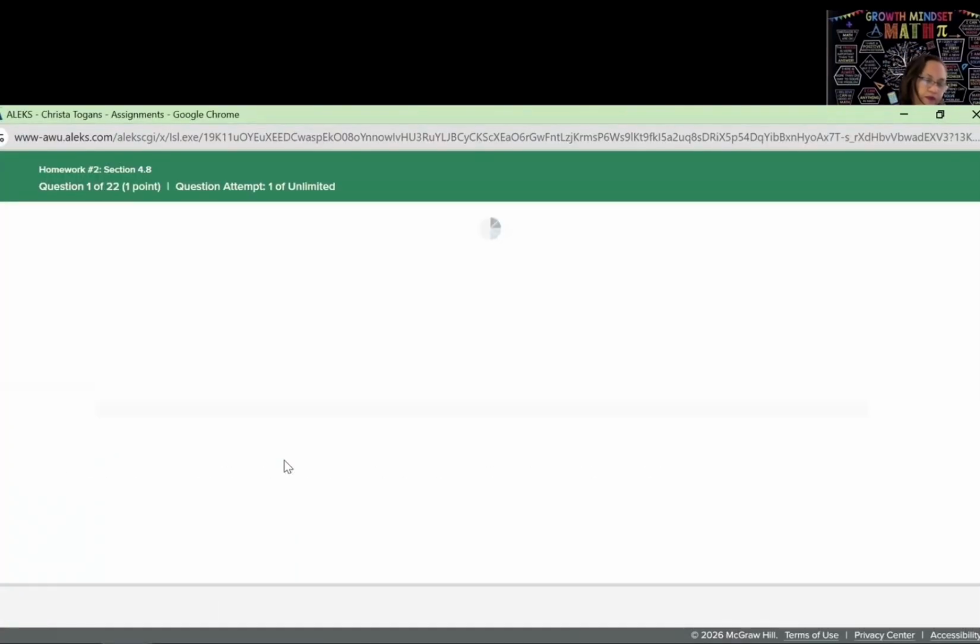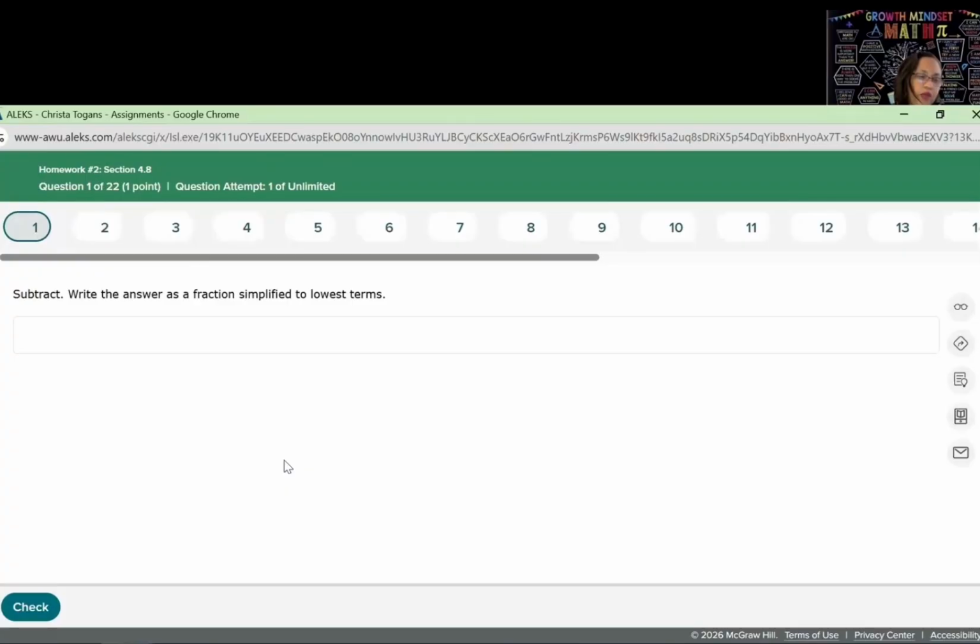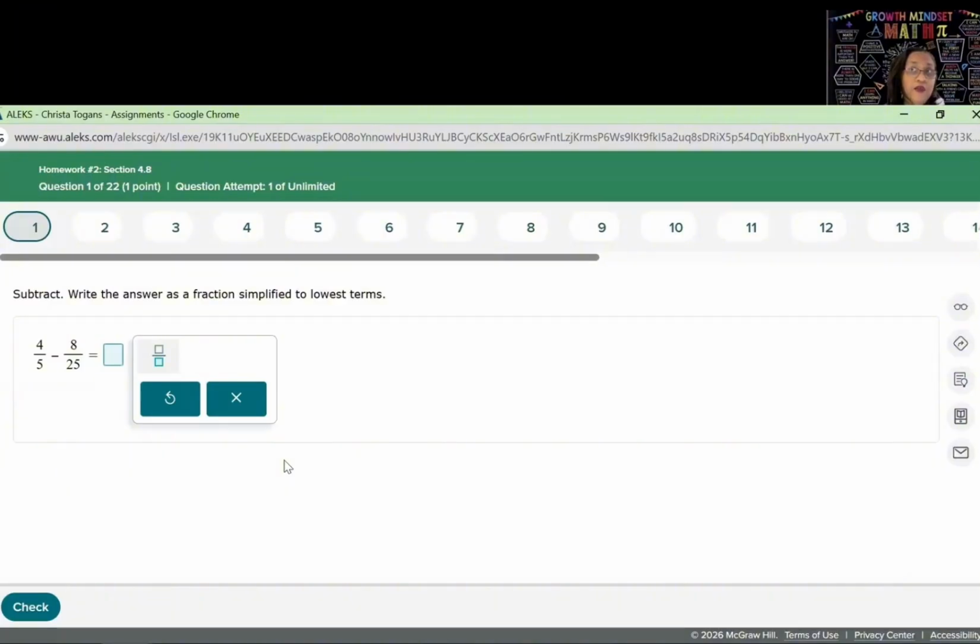I'm just going to go over some homework problems from your homework number 2. So now we are going to go into simplifying fractions when we subtract them in their lowest terms.